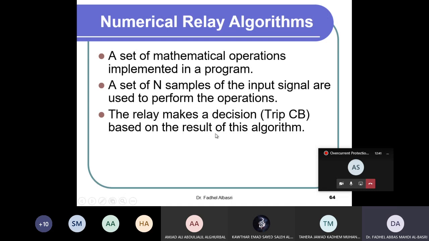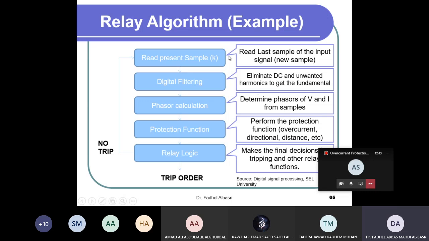Now this is like a flow of signal. Suppose the first thing I will do is read the current sample, the analog input to me, which is a current or a voltage. Then I will sometimes do digital filtering. I will eliminate, for example, a DC component or unwanted harmonics from the signals. Then I want to estimate the phasor. The phasor is the fundamental voltage magnitude and its angle, and the current also has magnitude and angle. We call them phasors.